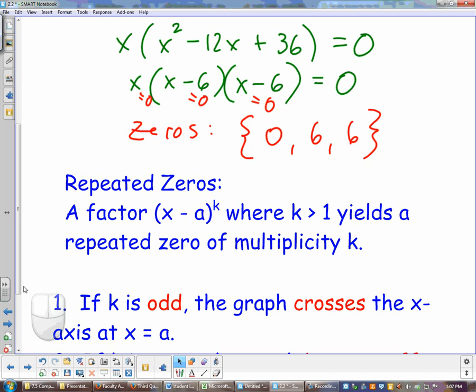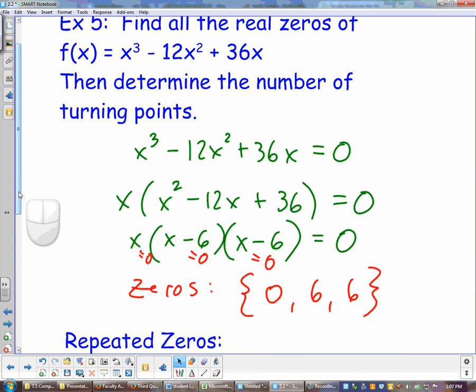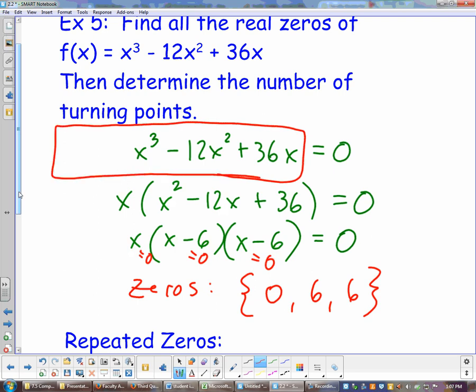All right, so let's talk about the repeated zero thing. Repeated zeros. Oh, I know. Before I wanted to do this, go back. Can you please graph this function on your calculators?